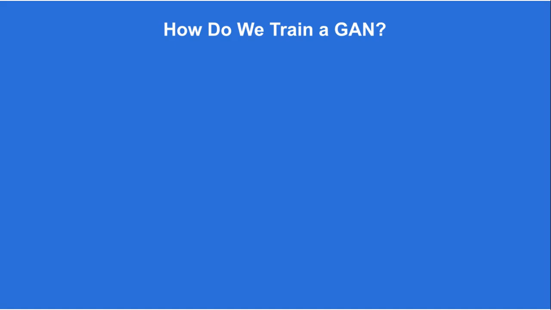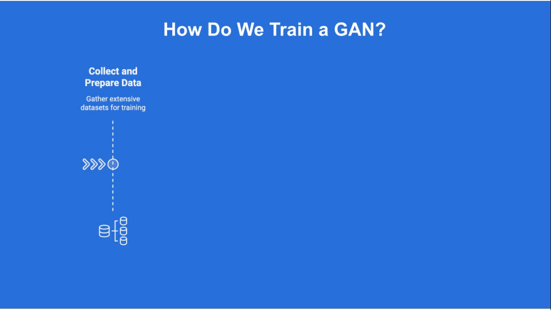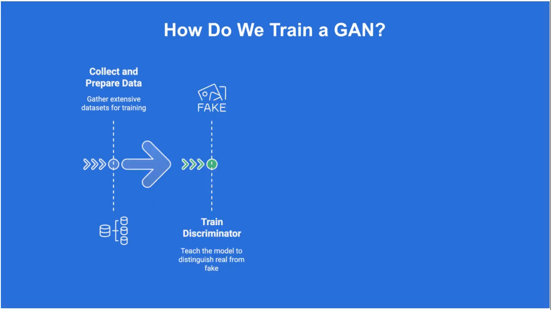Now that we've covered how GANs work, let's get an overview of the training process. Before training a GAN, we need lots of data for the discriminator to learn from. The better the dataset, the better the GAN will perform. The discriminator is trained using real and fake data. It learns to tell the difference between genuine and AI-generated data. Think of this like training a security guard to detect counterfeit money. The more real and fake bills they see, the better they become at spotting counterfeits.